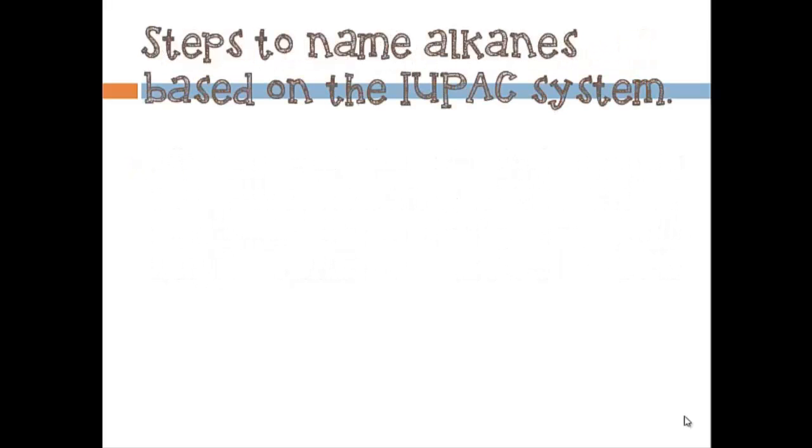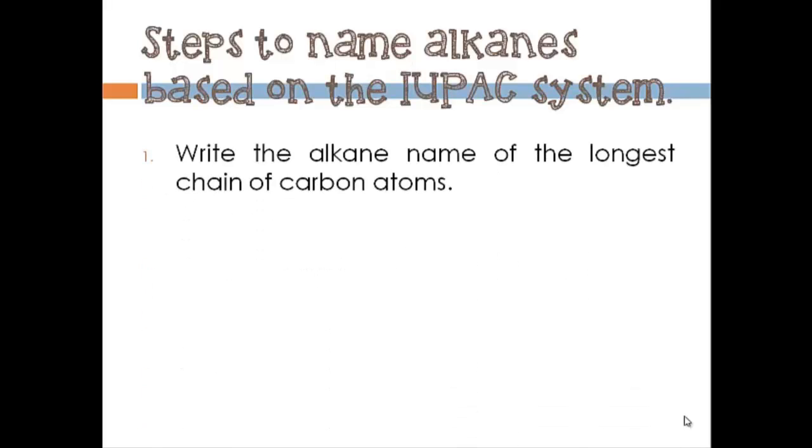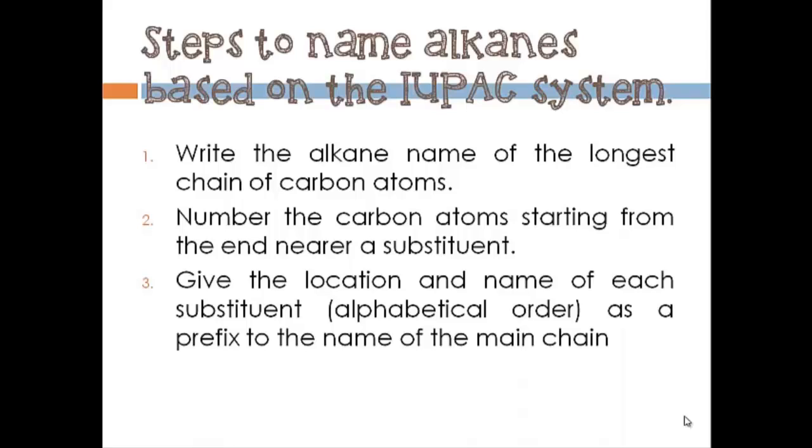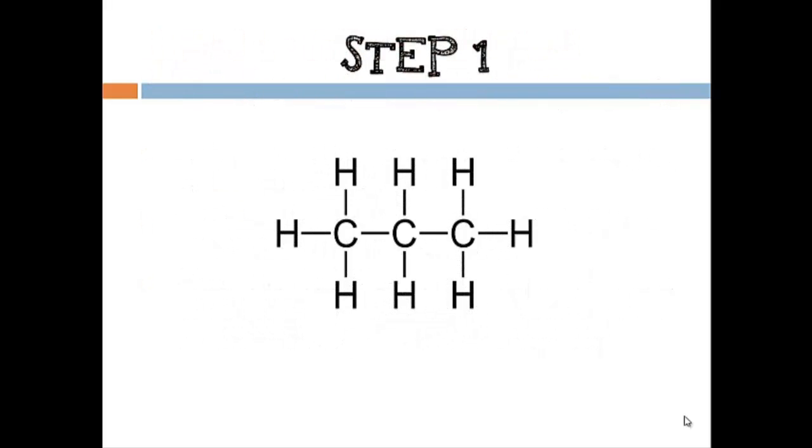Steps to name alkanes based on the IUPAC system. 1. Write the alkane name of the longest chain of carbon atoms. 2. Number the carbon atoms starting from the end nearer to the substituent. 3. Give the location and name of each substituent in alphabetical order as a prefix to the name of the main chain. Step 1. Identify the longest carbon chain and name it.